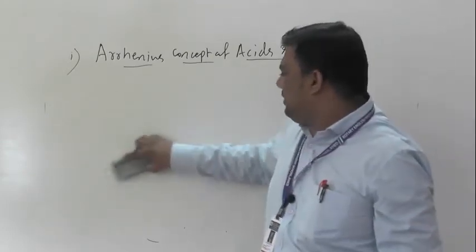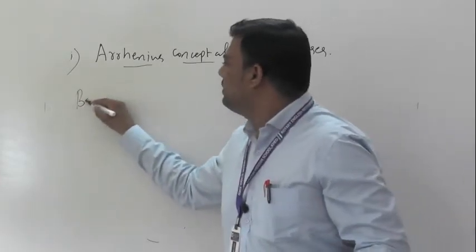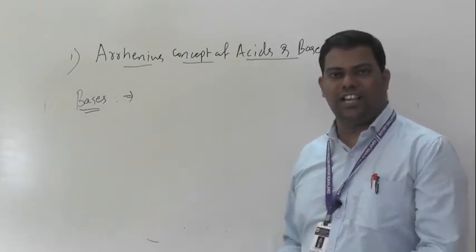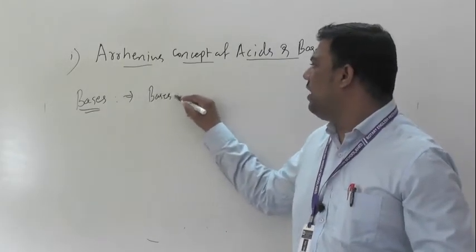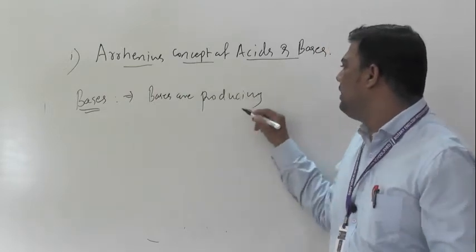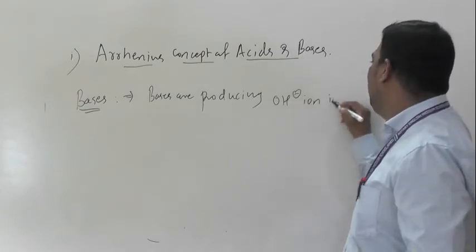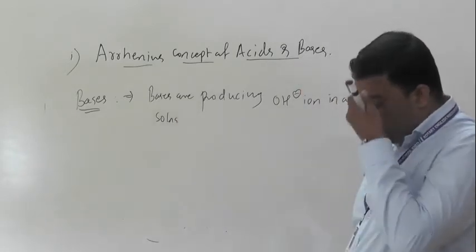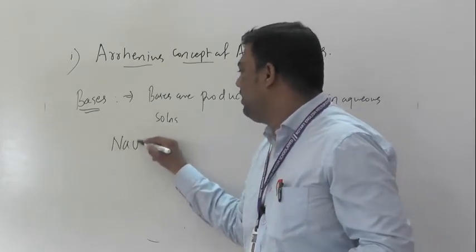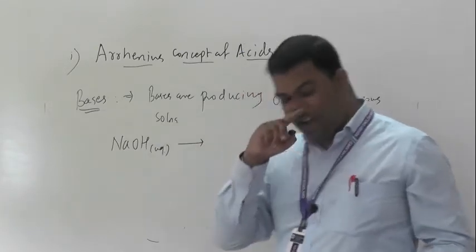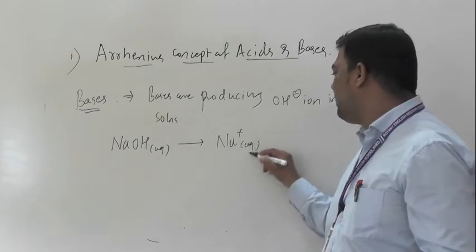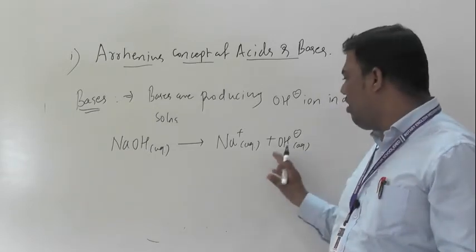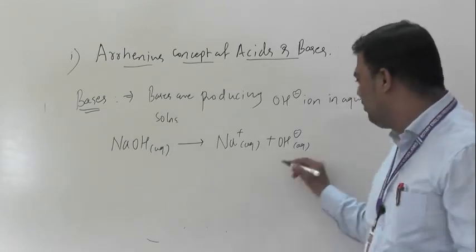Now we will discuss bases. So what is a base according to the Arrhenius concept? Bases are producing OH minus ions in aqueous solution. Understood? As you know, suppose I am writing NaOH aqueous. What will happen? Na plus aqueous plus OH minus aqueous. So the basic property here depends on OH minus, on how much hydroxide ion is produced.